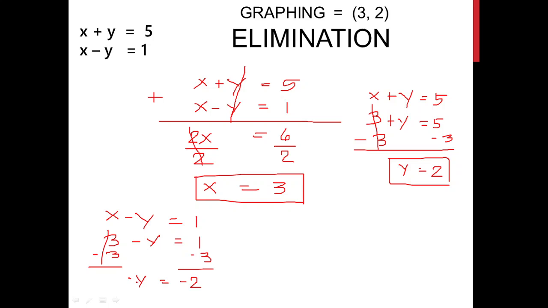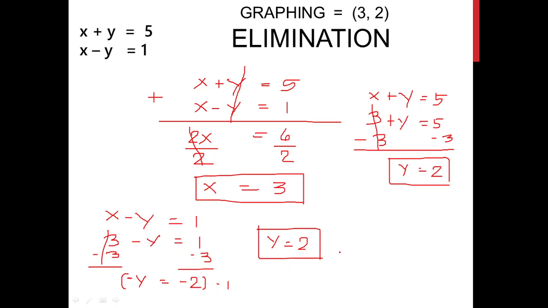To make my y a positive value, I need to multiply both sides by negative 1. Negative y times negative 1 gives me a positive y. Negative 1 times negative 2 gives me a positive 2. So I have the same answer.